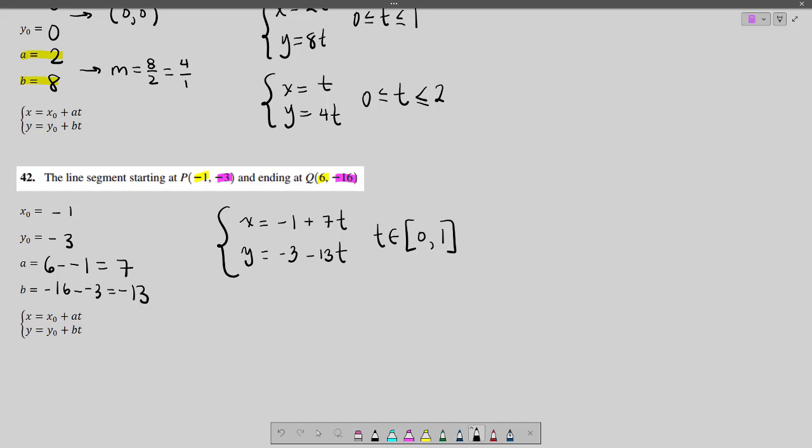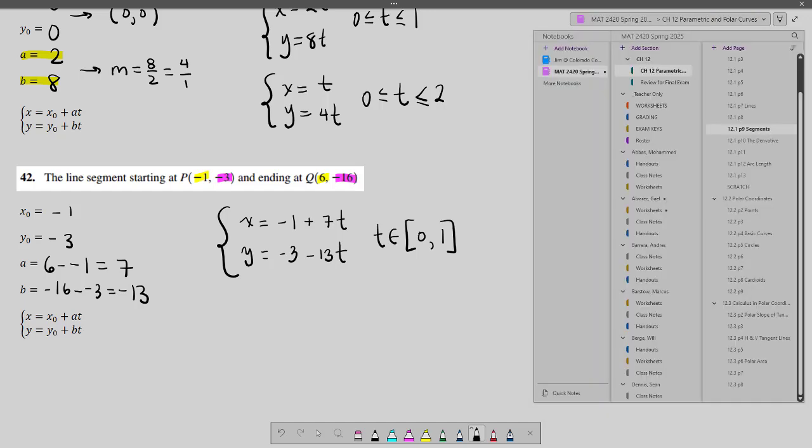So, any questions on that? Not too bad for line segments. A little easier than infinite series.